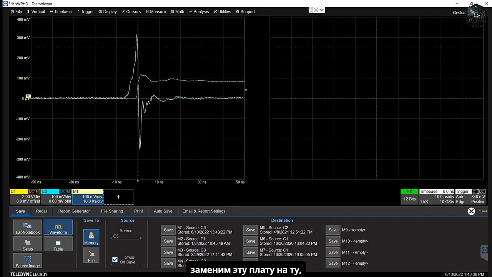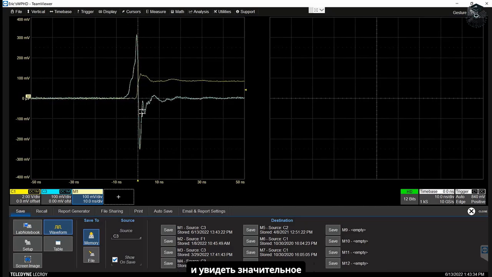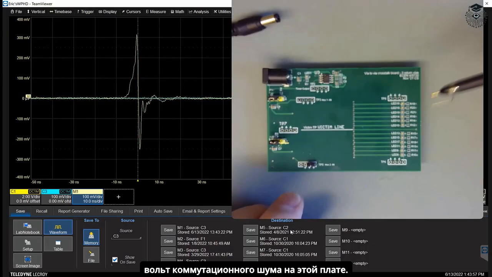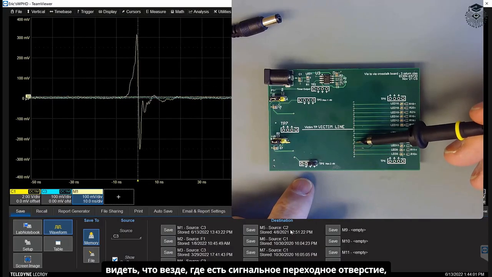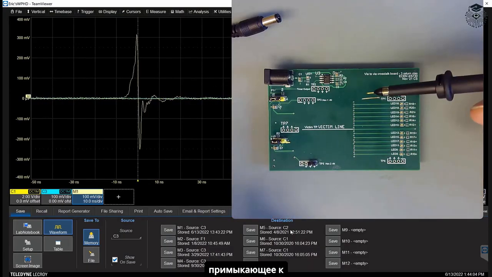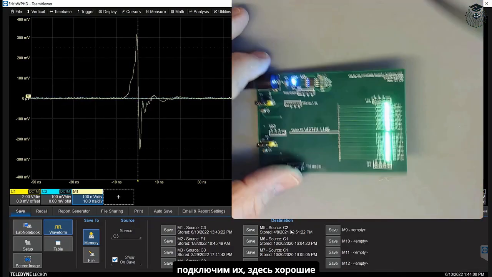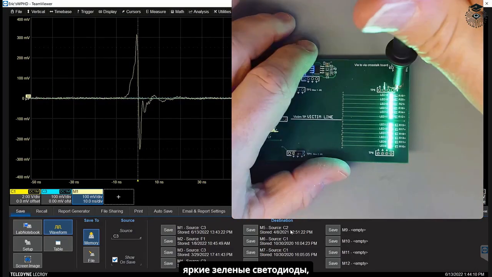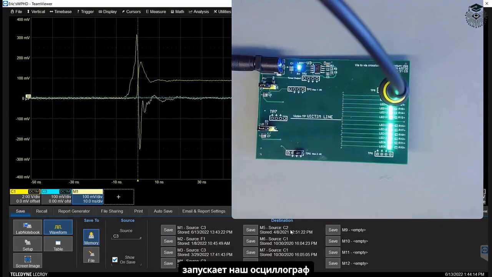Now we're going to replace this board with the board that has return vias and see the dramatic impact on that half a volt switching noise in this board. Here is the second board, and now you can see wherever there's a signal via, there's a return via adjacent to it. Otherwise, these two boards are identical. Let's plug it in. Got nice bright green LEDs. We're going to look at the current over here through the LED. That's going to trigger our scope. There it is, same signature we had before.